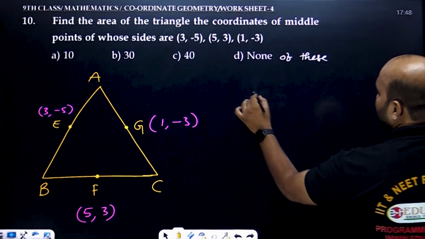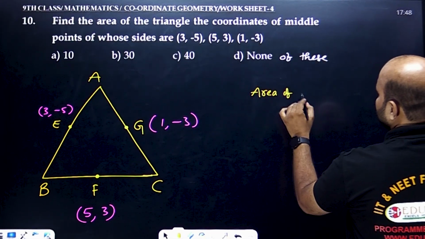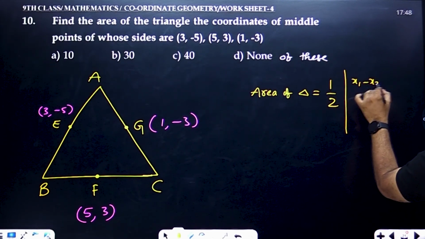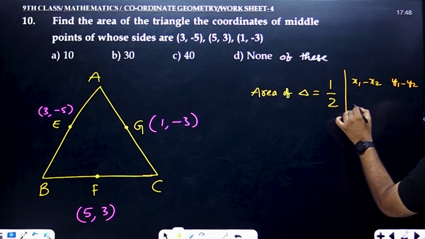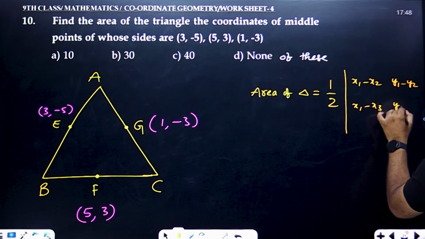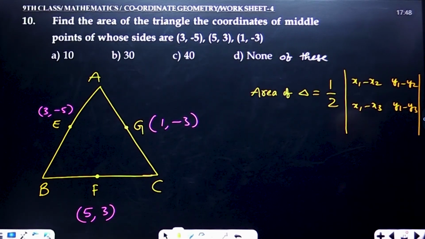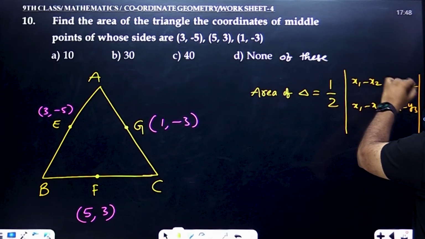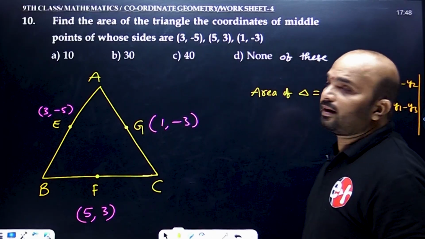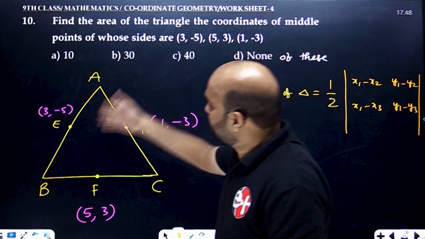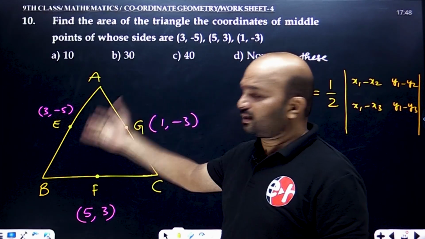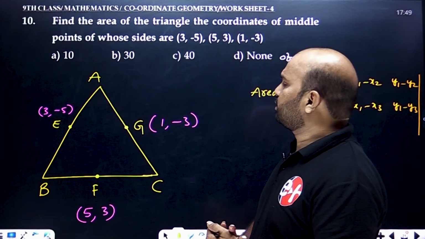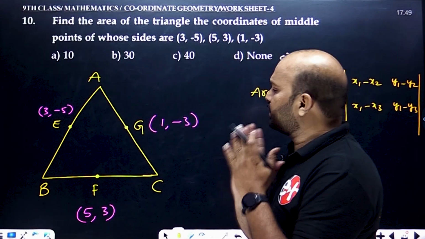According to the determinant formula, area of the triangle equals half det of x1 minus x2, y1 minus y2, x1 minus x3, y1 minus y3. This is the area of the triangle formula. Here x1, y1, x2, y2, x3, y3 are the coordinates of A, B, C respectively. But here we don't know the coordinates of the vertices. We know only the midpoints E, F, G. So by using the midpoints, how do we write the A, B and C coordinates?